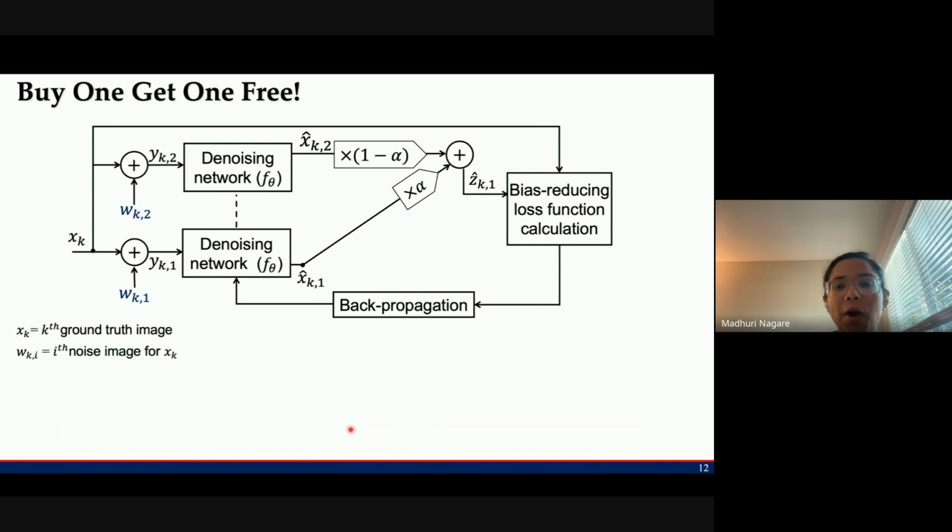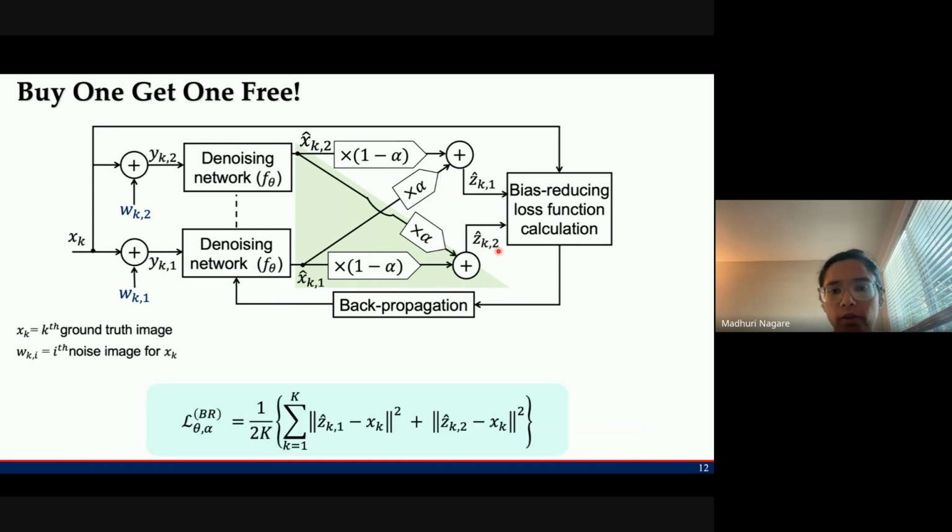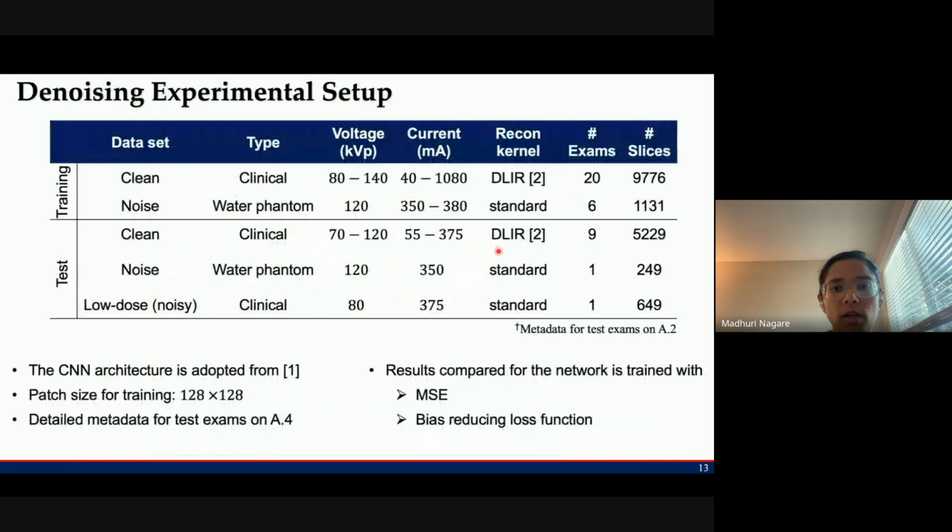Once we have one pair of this weighted average, we can easily switch the weights to get an extra sample for training, and that's our Z hat K2. So our total loss function is just the addition of these two mean square errors, and then we average over all the training samples. So this is our core architecture. Let me show you some results.